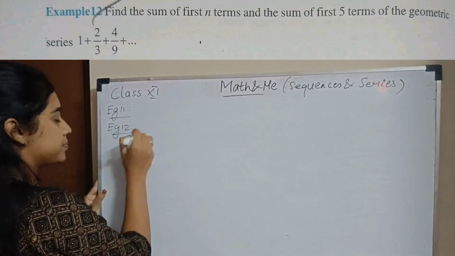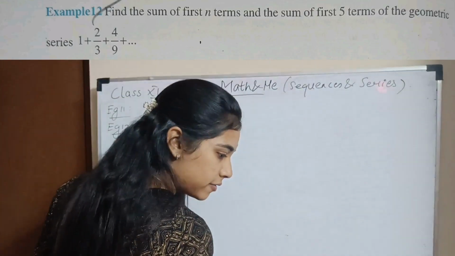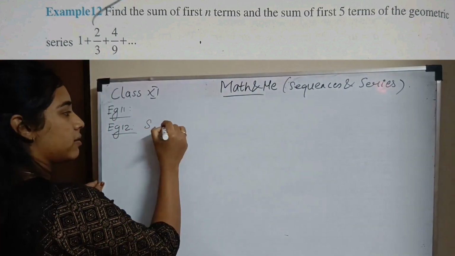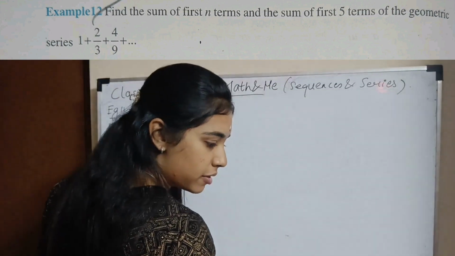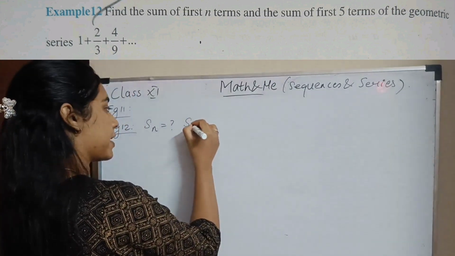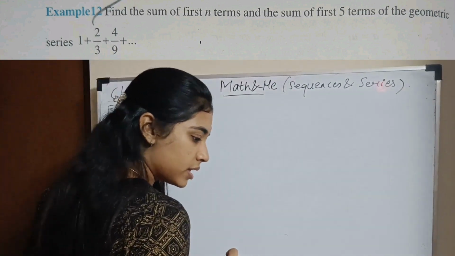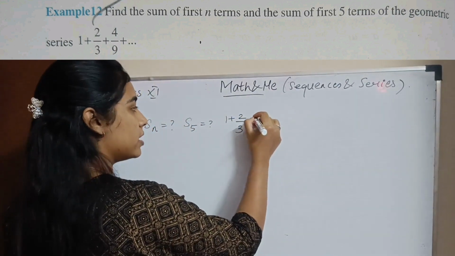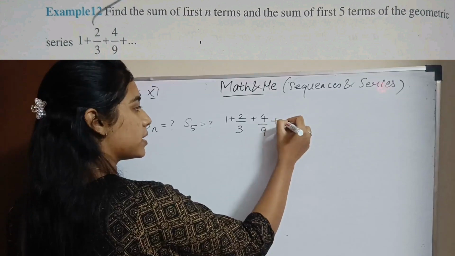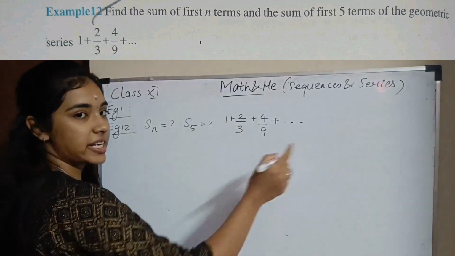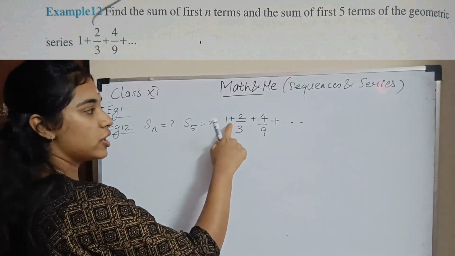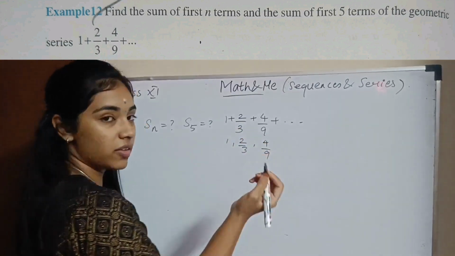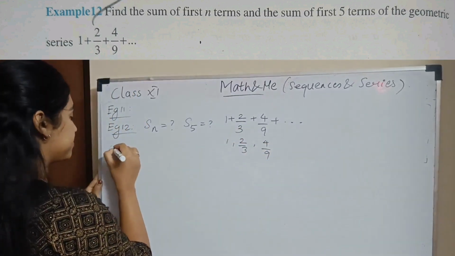Example 12. Find the sum of first n terms, Sn, and the sum of first 5 terms, S5, of the series 1 plus 2 by 3 plus 4 by 9 plus and so on. So this is an infinite series. Because of the plus sign we call it a series, otherwise we would call it a sequence. So what is my A?